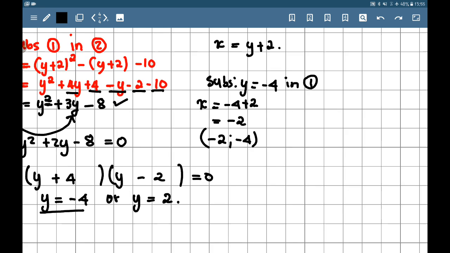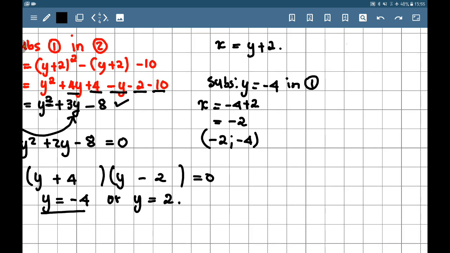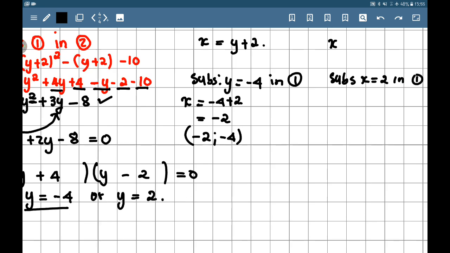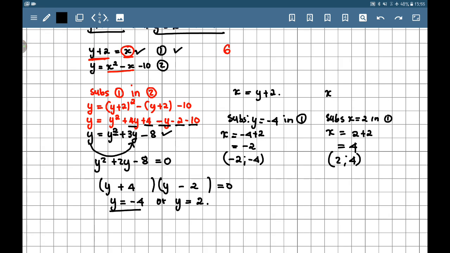Yeah. And the next one, we are now going to take the very same one. Substitute y is equal to 2 in equation 1. So we're going to have here x is equal to 2 plus 2, which is going to be 4, which means the coordinates will be 2 and 4. And that way, you have solved for x and y simultaneously. Okay. Can we do another example?